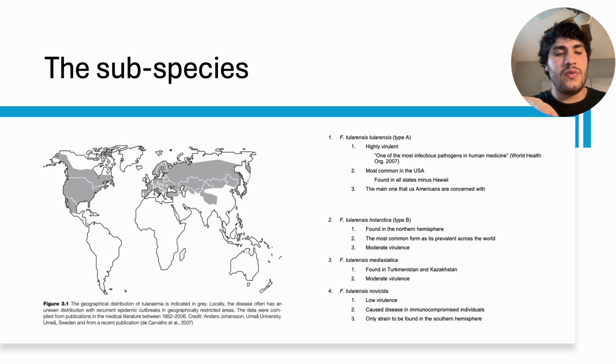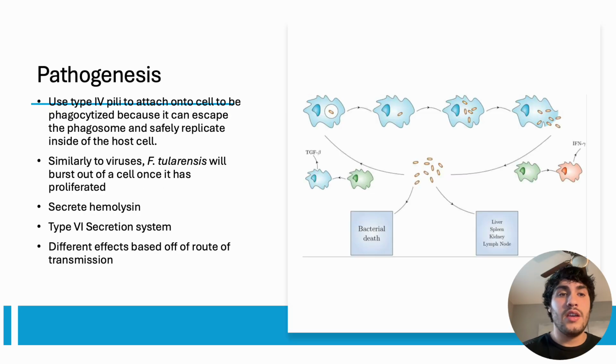We have two other forms which aren't referred to as type A or type B. It's Mediasiatica, which is in Turkmenistan and Kazakhstan. Those are moderate virulence levels, but not super important for the purposes of what we're talking about. And then Novicida. Again, these are mainly smaller strains that we don't see as too important to talk about for today. So let's talk about the pathogenesis.